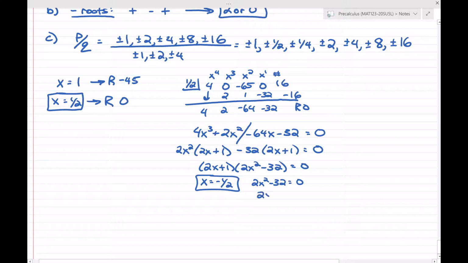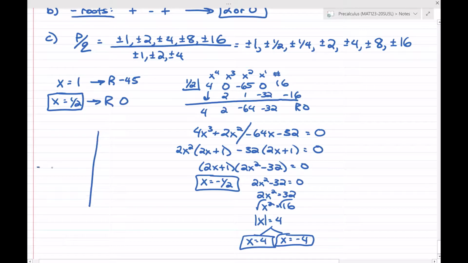Bring the 32 over. Divide by 2. And take the square root. You'll get x is 4. And remember, this is absolute value because you took the square root of something squared. So x would be 4 and x would be negative 4. We have two positive roots, two negative roots.